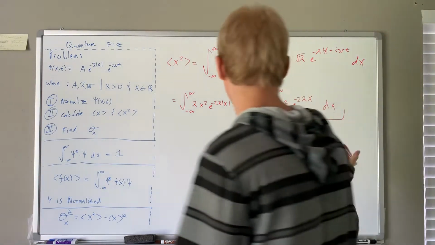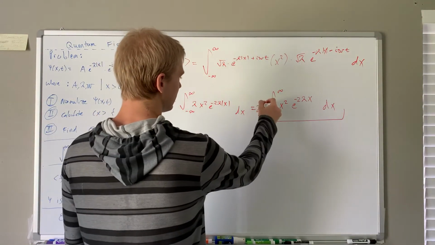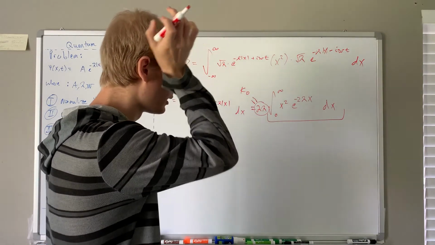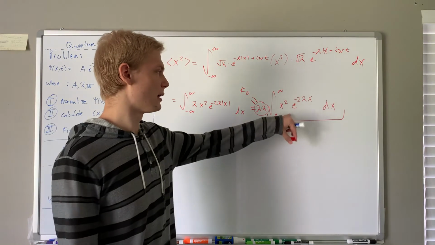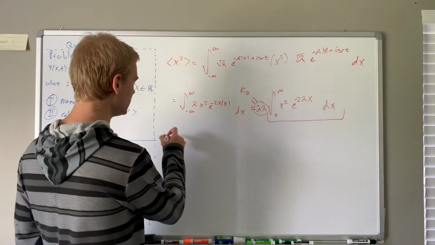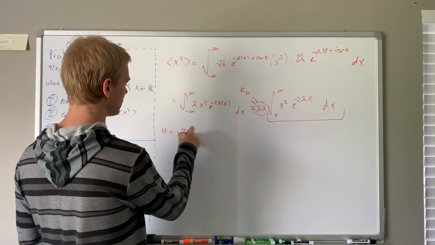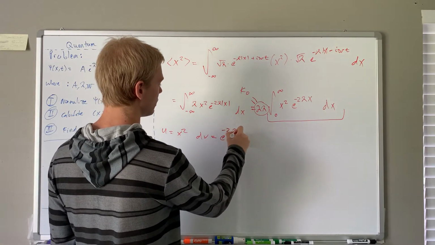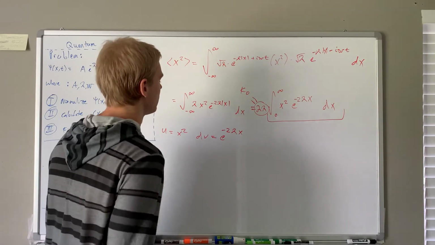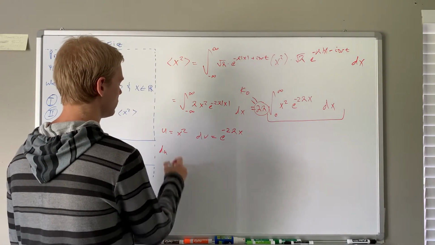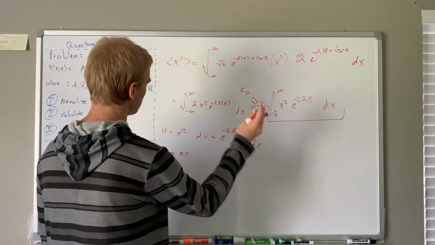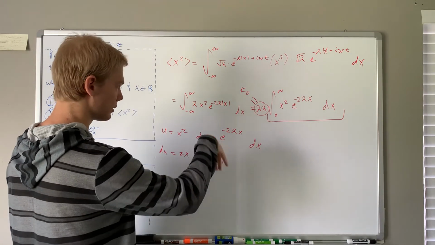Okay, so I'm going to write this. I'm going to set this equal to k naught, so don't worry about it later. So how do you do this? Well, I'm going to choose u to be x squared, and dv is e to the negative 2 lambda x. du is equal to 2x. Oh, I should have written dx. Doesn't matter. It's just a little substitution trick.